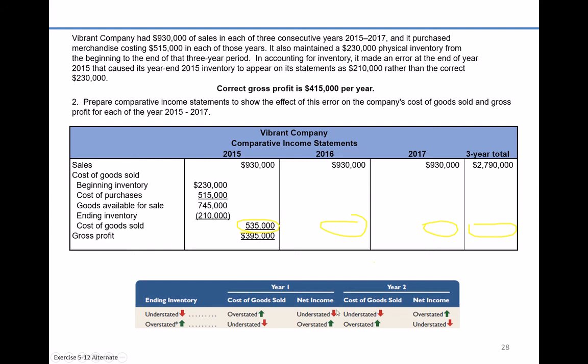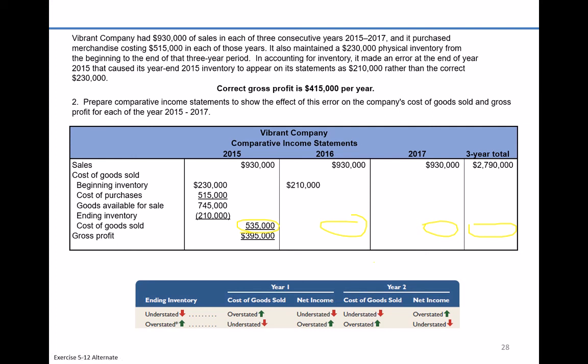Now, what happens in the next year, though, is that it corrects itself. Then in the next year, the cost of goods sold gets understated, and what happens to the net income? It gets overstated. So it gets washed out. So just remember this little chart. It'll be really important as you solve different problems down the road. Ending inventory understated, cost of goods sold is overstated. Therefore, net income is understated. And that gets flushed out and fixed in the second year.